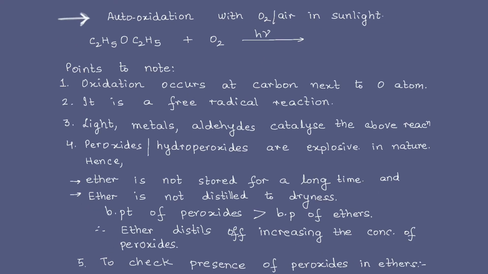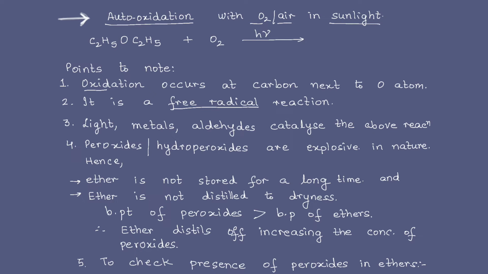Let us now move on to the auto-oxidation of ethers with oxygen from the air in the presence of light. Now, if it's in the presence of light, what does it tell you about the type of reaction? Yes, it would be a free radical. Remember, we spoke about free radical substitution reactions and so on. It is with oxygen of the air. That means it's an oxidation reaction.